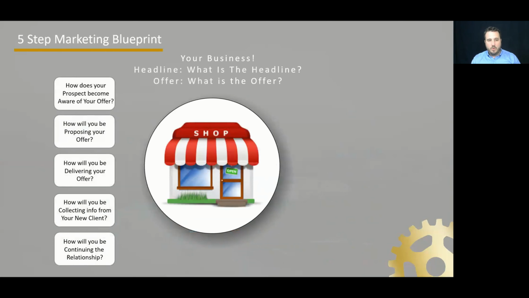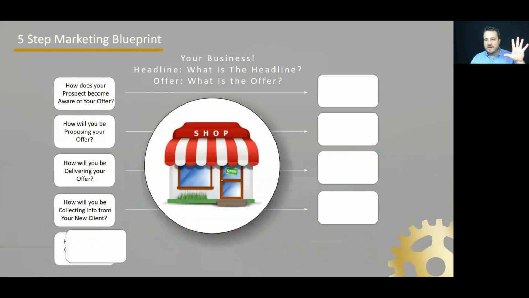So how do they become aware of it? How are you going to propose it? How are you going to deliver it? How are you going to collect information? And how would you like to continue the relationship? So it's your turn to fill out all 5 of these particular categories.